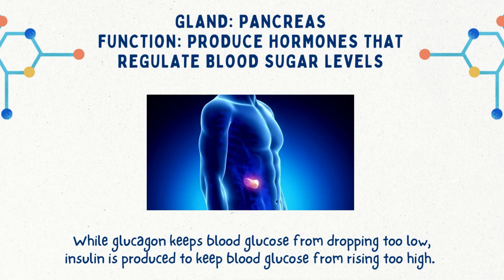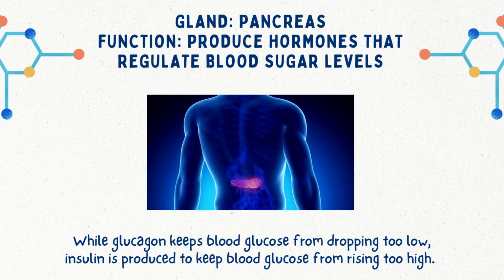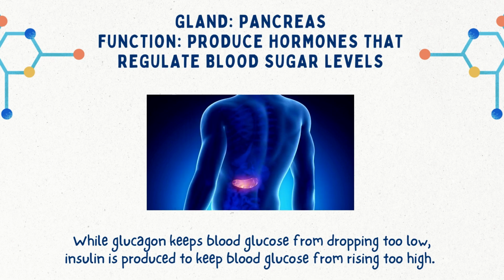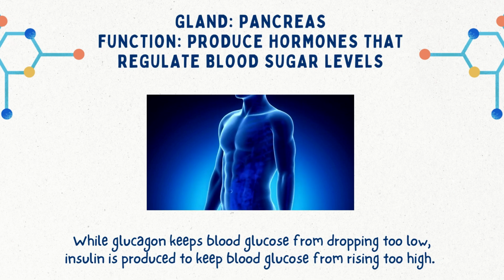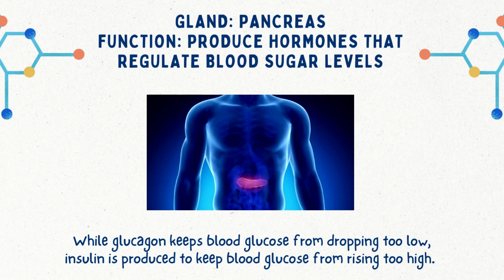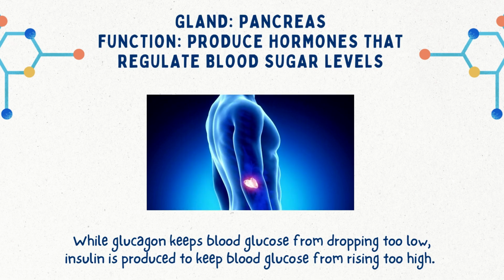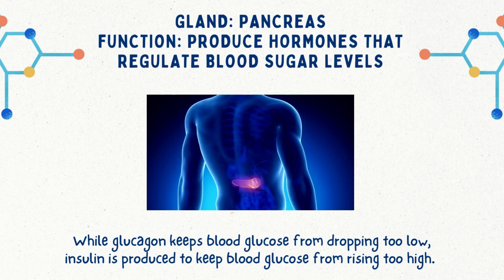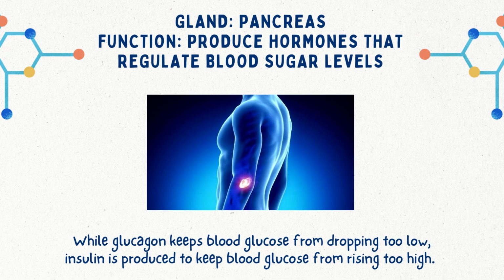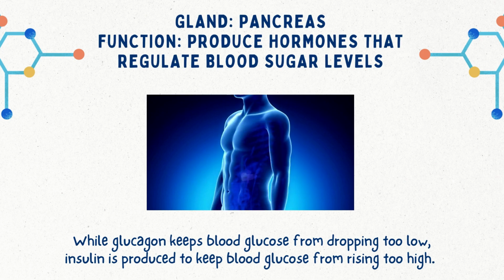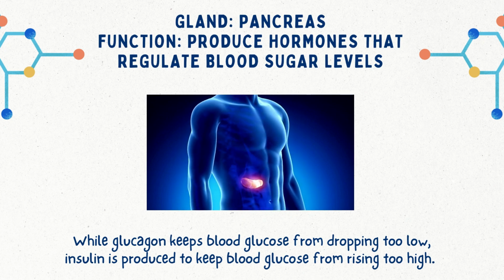Next, the pancreas. Its function is to produce hormones that regulate blood sugar levels. In the pancreas, while glucagon keeps blood glucose from dropping too low, insulin is produced to keep blood glucose from rising too high. The two hormones counterbalance each other to stabilize blood glucose. When blood glucose levels fall too low, the pancreas pumps out more glucagon.